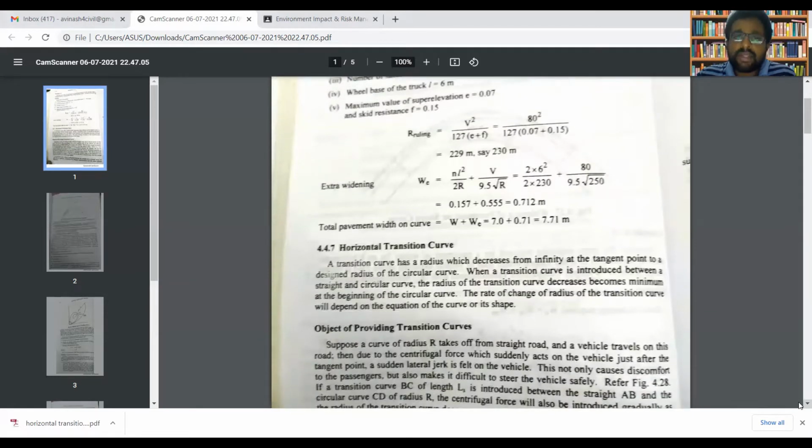Okay, now let us start a new topic, that is about the horizontal transition curve. So a transition curve will be having a radius which will be decreasing from infinity. At the tangent point, the radius will be infinity, and at any other point on the circular curve, the radius will be decreasing.